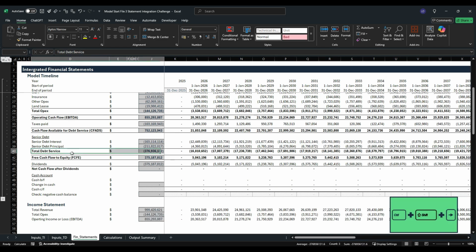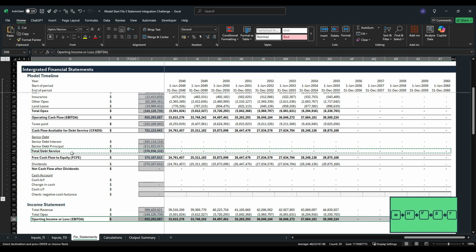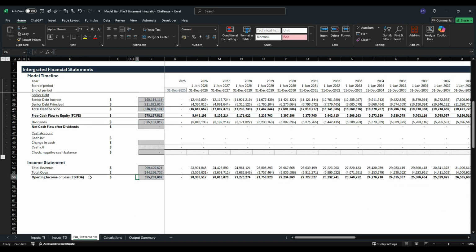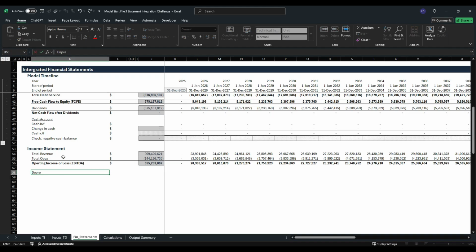Pick up the style from our total debt service. Copy this. Alt HVST, paste special formats. And our EBITDA is the same again, but this is how we set up an income statement. So let's just follow the typical logic. Next up in the income statement, we have depreciation and amortization.